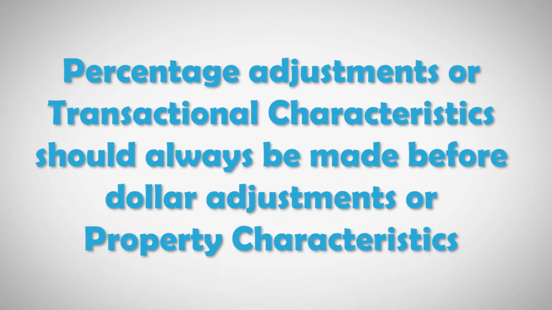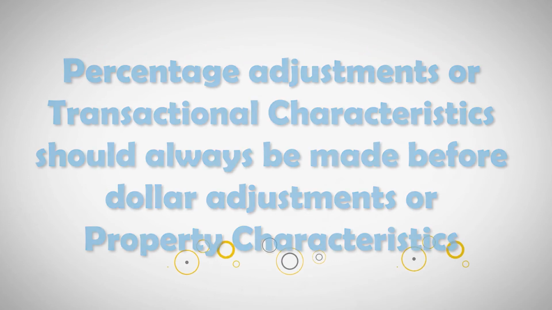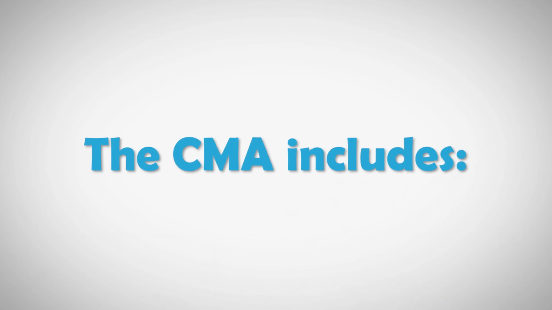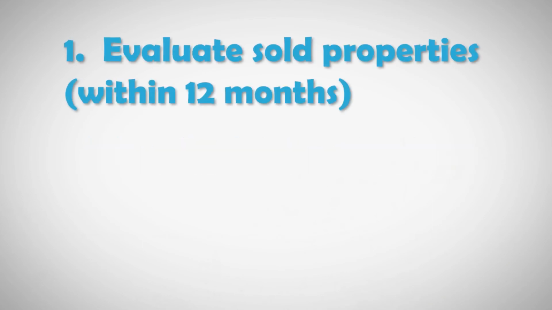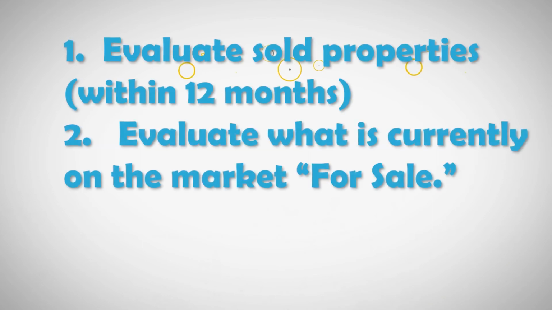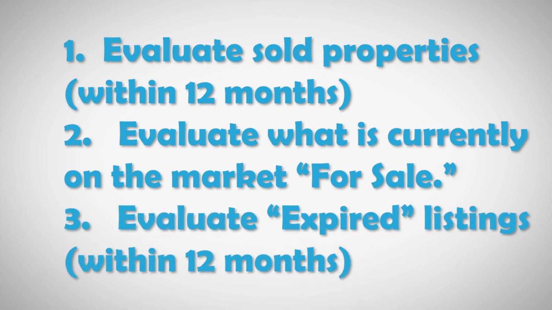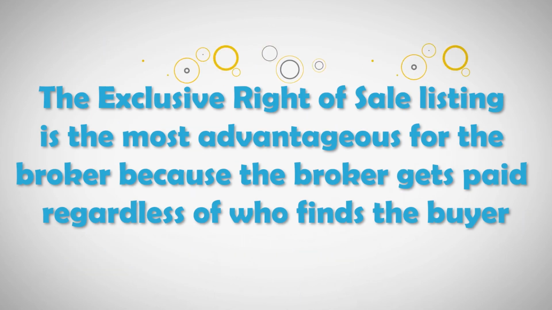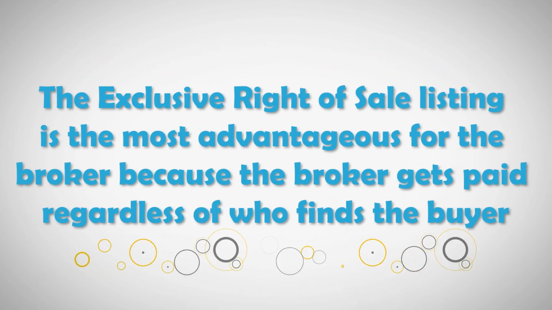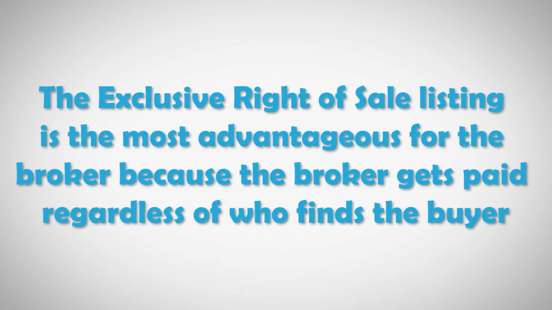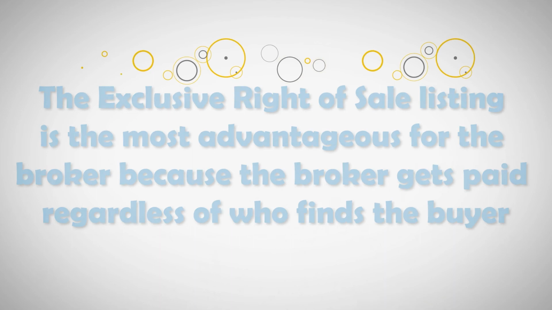Percentage adjustments or transactional characteristics should always be made before dollar adjustments or property characteristics. The CMA includes the following: evaluating sold properties, evaluating what is currently on the market, and evaluating those properties that have expired. The exclusive right of sale listing is the most advantageous listing agreement that brokers are looking for because it guarantees that the broker is going to get paid regardless of who finds the buyer.